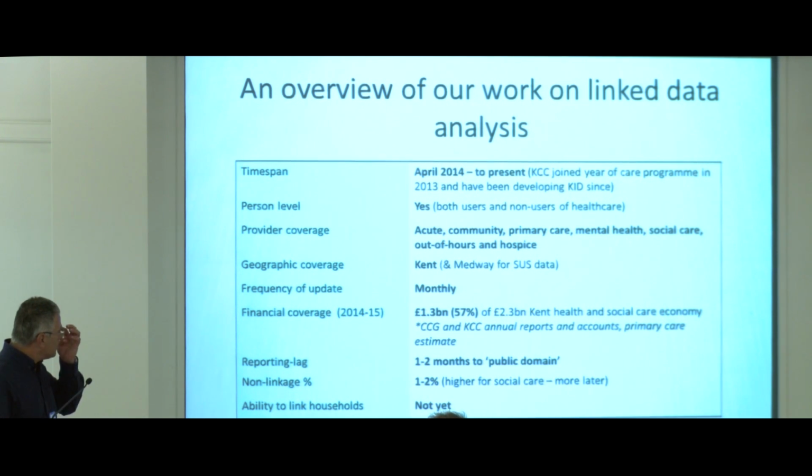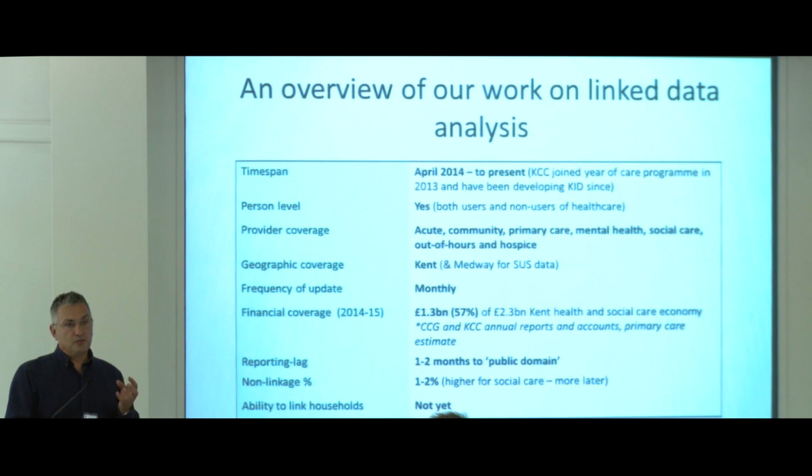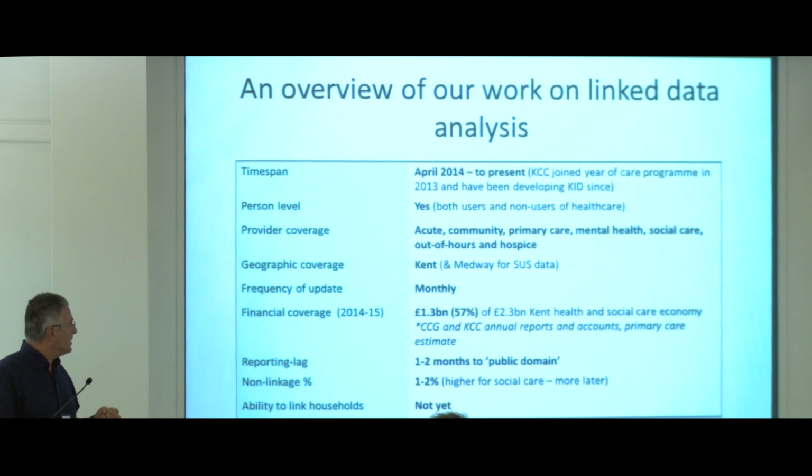We reckon that the financial coverage is around 57% of the £2.3 billion per year for the care economy in Kent. And therefore we feel that this represents a potentially high value for money component in terms of the depths of insight and intelligence that we can glean from the integrated data set.